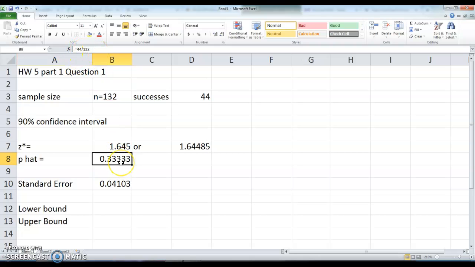Right? I also need to know what my z-star score, or my z-star value is. For the 90% confidence interval, it's 1.645. You can just have that memorized. That would be okay. If you want more decimal places, which I don't think we need for this problem, you can type in equals normal dot inverse 0.95 into Excel.